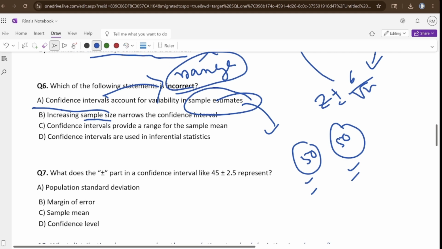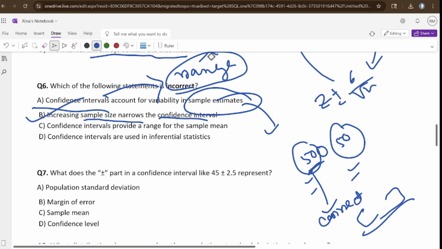Second, increasing sample size narrows the confidence interval. If you increase your sample size, instead of 50, you take 500, then you will be more correct. So when you are more correct, your range will be reduced. That is also true. Confidence interval provides a range for the sample mean. No, sample mean is calculated. So you get a range for population mean. So this is incorrect.